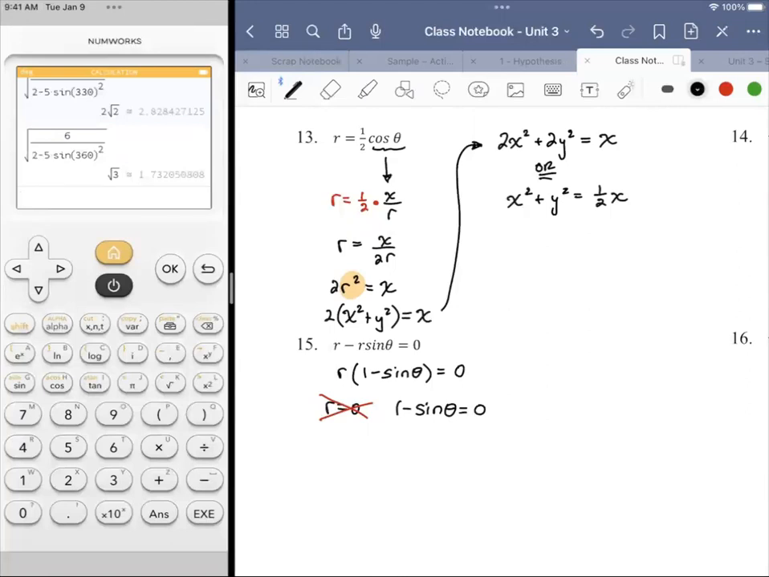If I solve this for theta, I can add sine of theta to both sides. All right, so sine of theta is equal to 1. If I want theta alone, I have to take the inverse sine of both sides of the equation. So I'm going to apply an arc sine to both sides.